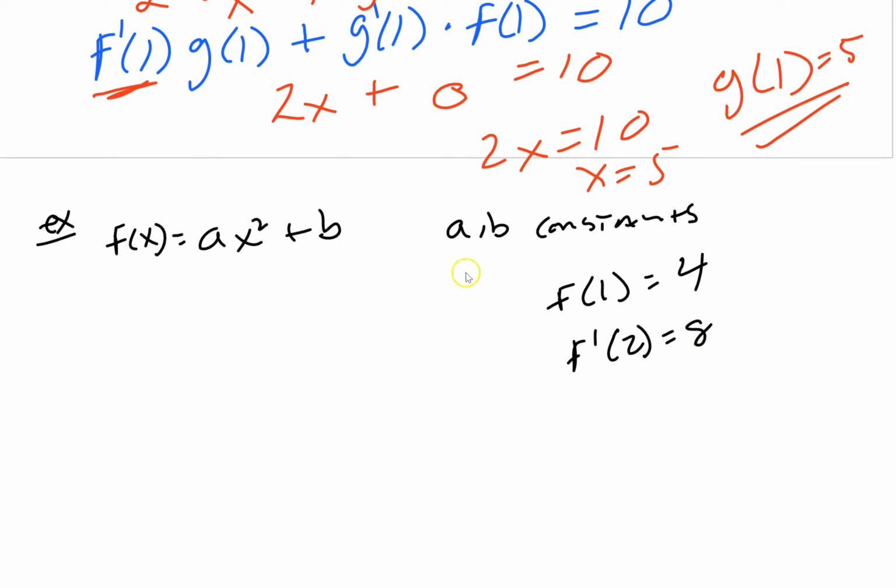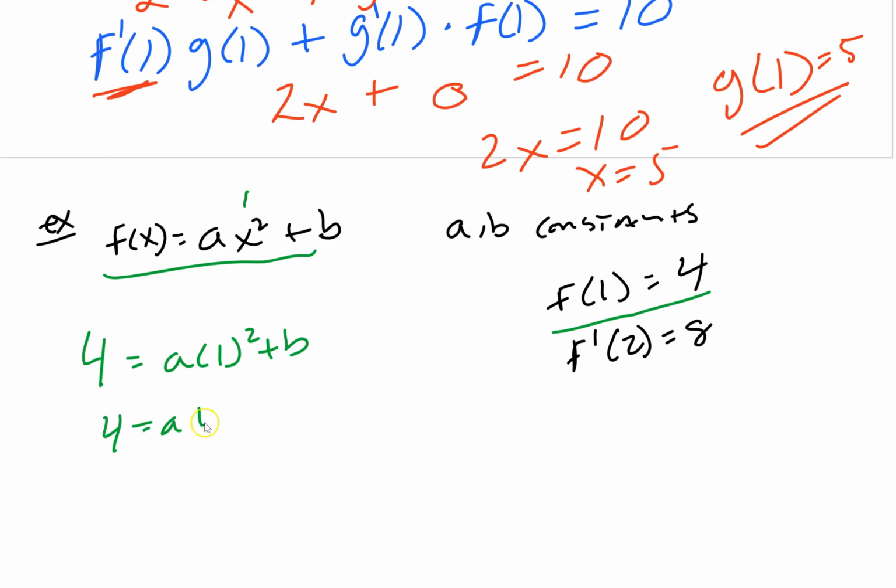So how would you go about something like this? Well, let's just see what everything says. First thing they tell us is f of 1 equals 4. So that means, here's my function, if I plug in 1, it's going to equal 4. So if I plug in 1, I'm going to get a times 1 squared plus b. I'm going to get 4 equals a plus b. Can't do anything there. Let's move on to the next one.